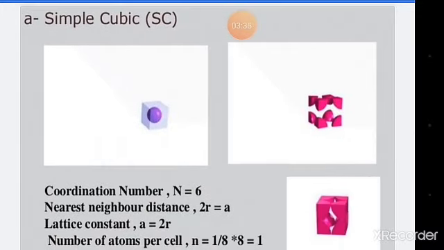Coordination number of simple cubic is 6. Nearest neighbor distance is equal to a. Number of atoms in unit cell is 1, so the volume of atoms is 4 by 3 pi r cube, because the volume of a sphere is 4 by 3 pi r cube, and the volume of the unit cell is equal to 2r whole cube.